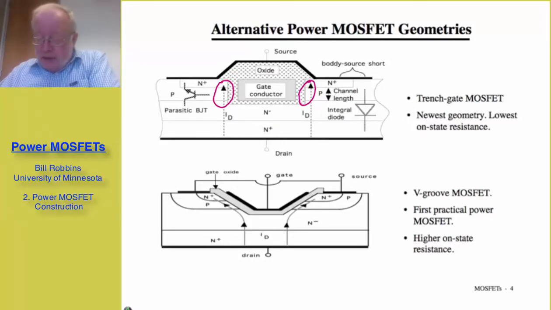The lower picture is of the first practical power MOSFET, the so-called V-groove MOSFET. It also has a trench etched in it, but it's at about 45 degrees. And because of the limitations of the technology, this tends to have higher on-state resistance than either the trench gate or the vertically diffused MOS. And so modern devices are not made using this particular type of technology.